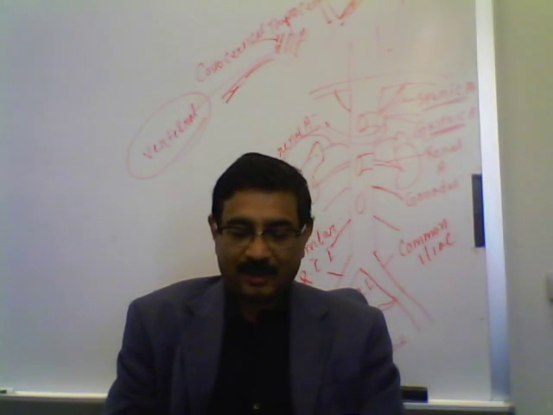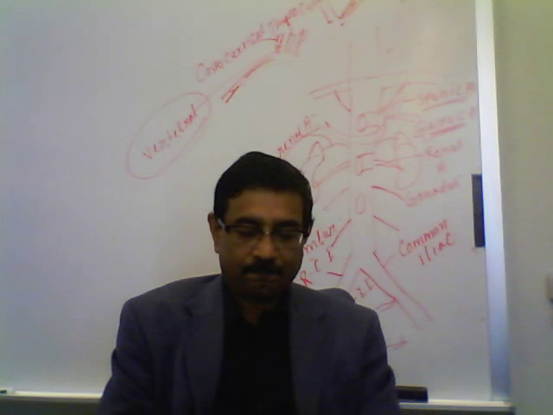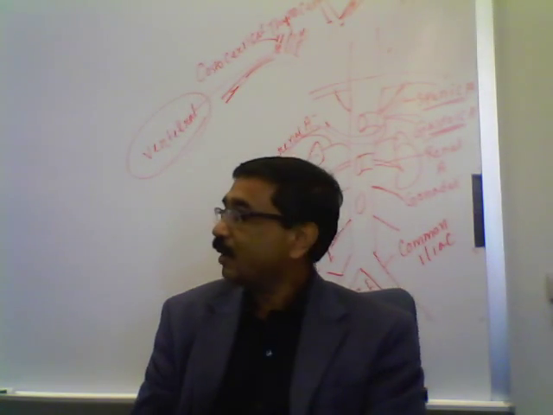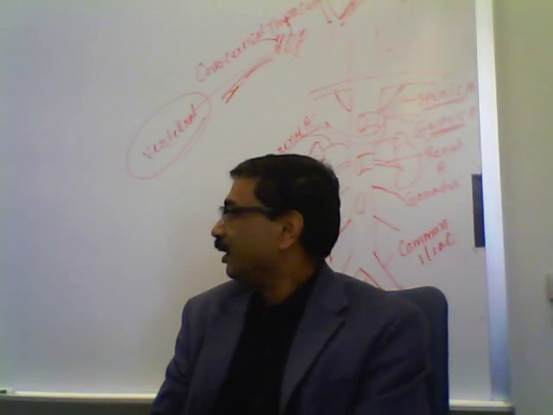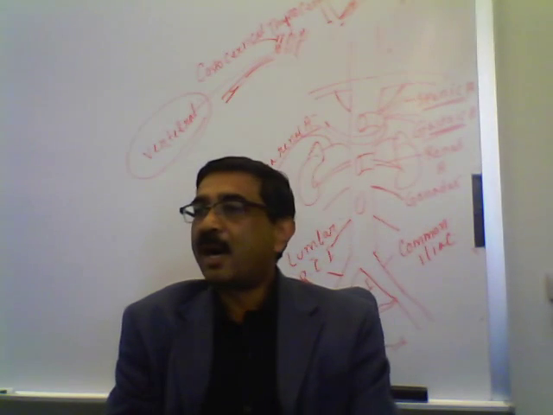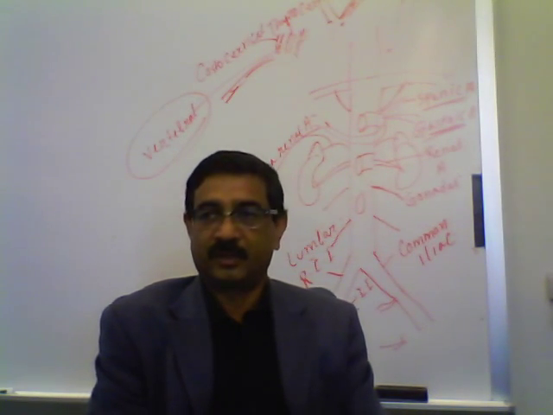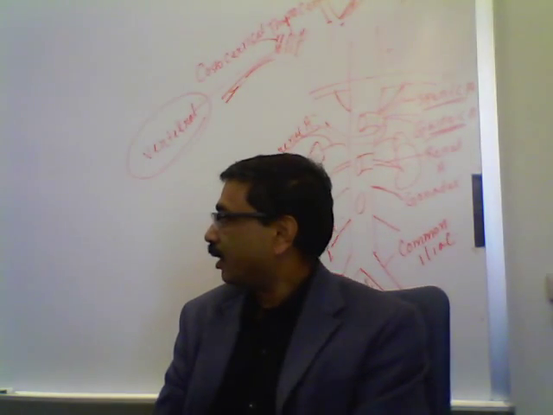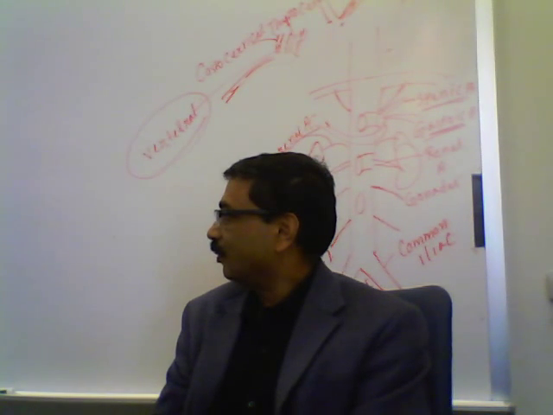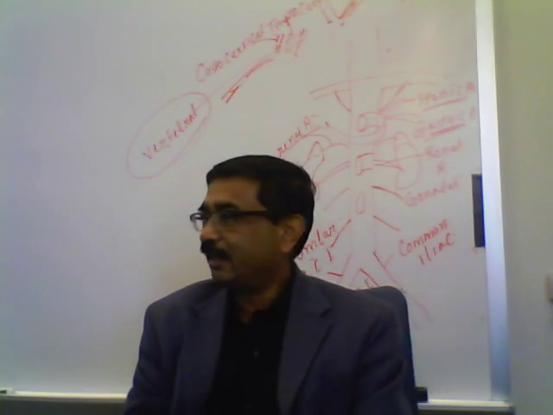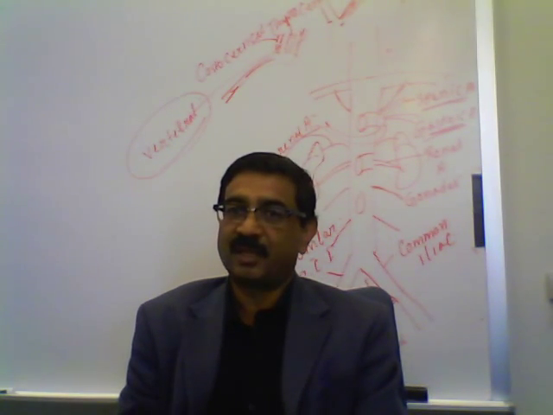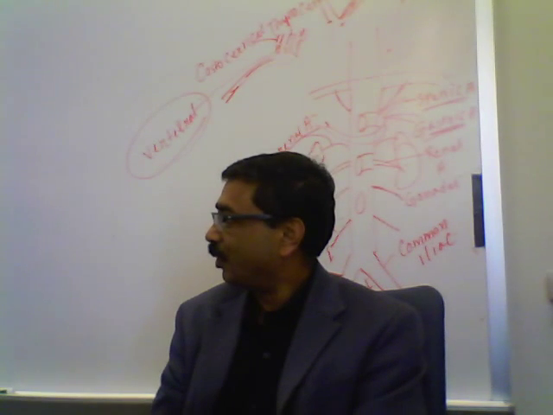And then in your foot, they form arcuate arteries, and from arcuate arteries, branches arise. Those are called metatarsal arteries, and then digital arteries. So that's all about the lower leg.